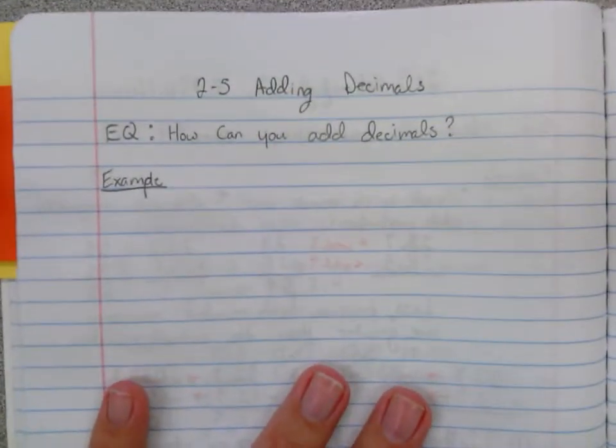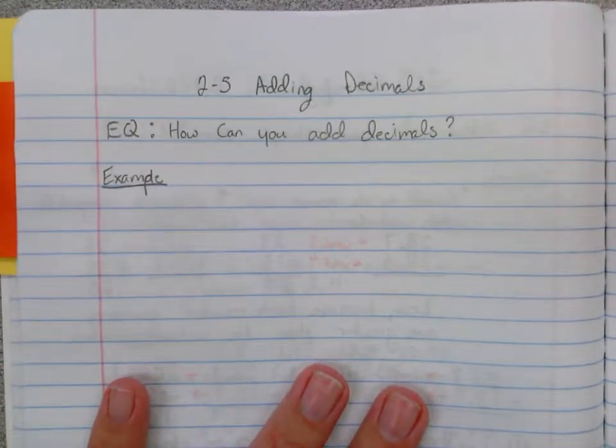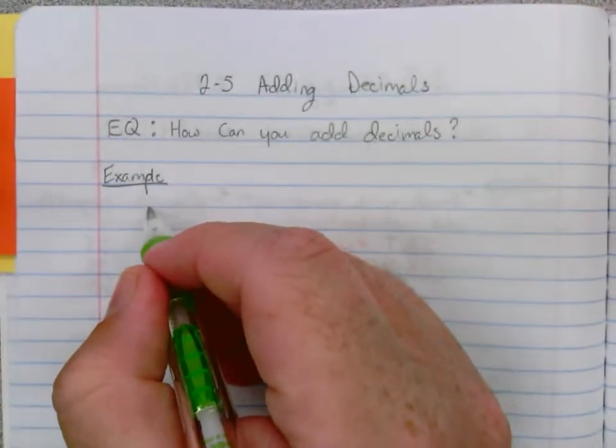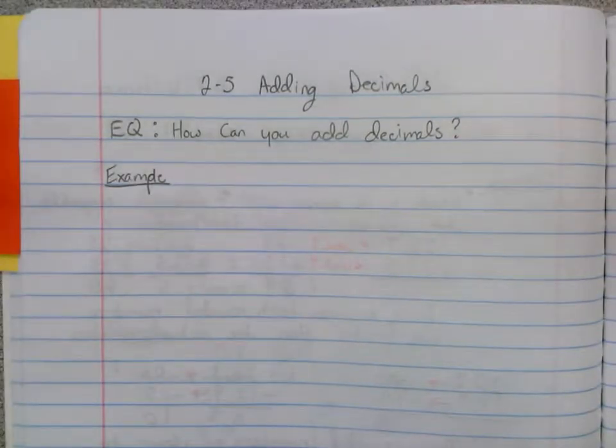Next thing we need to do is write 2-5, add in decimals as our topic. Then we have our example. If you need to pause here to get caught up on the notes, then you start following along as we do the guided practice.